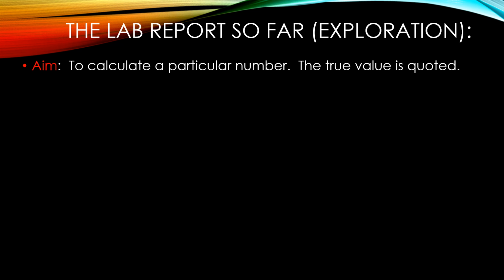Usually we start with an aim, and that is usually to calculate a particular number. The true value of this number is quoted. So as a particular example, let's say you were dropping a ball from a range of heights and measuring the time taken to hit the ground. The quantity you could calculate off of that would be the acceleration due to gravity. And the value that you get out of your formula book for that is 9.81 meters per second squared. So that would be the true value.